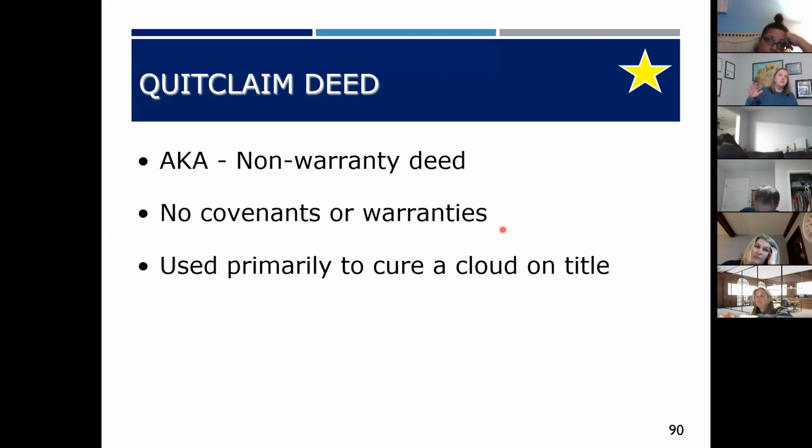Quitclaim deeds can be used for divorce. If the divorce decree is separating the deed. I used a quitclaim deed when I got married. I conveyed the property from me to us. Didn't really change ownership, did we? Just conveyed it from me to us. And how do we do that? We used a quitclaim deed. You could use a quitclaim deed to create an easement. Again, you're not conveying an interest. So with quitclaim deeds, we typically do not see conveyance.